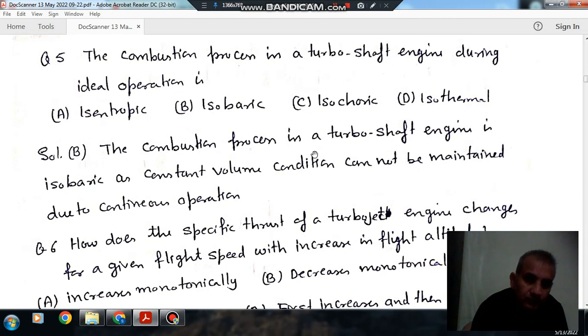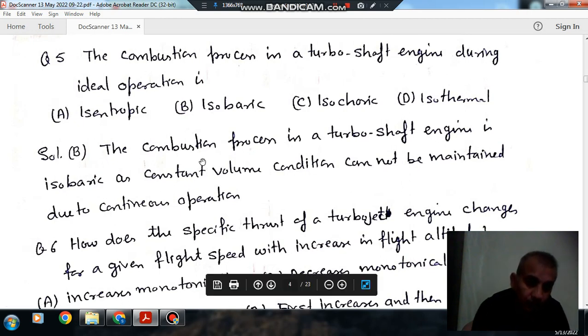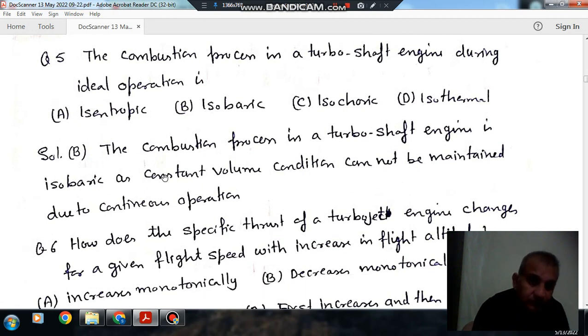The combustion process in the turboshaft is isobaric because of its continuous rotation. A constant volume process cannot be maintained, because for constant volume we have to maintain a constant volume so that heat can be supplied to it. But it is a continuous operation, so that's why it is a constant pressure process.